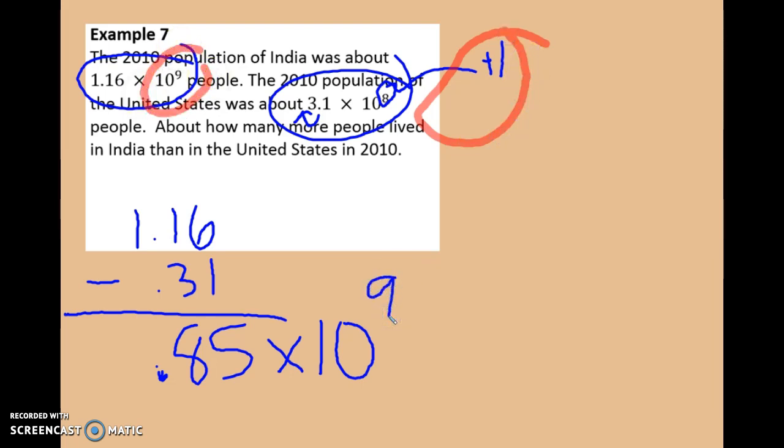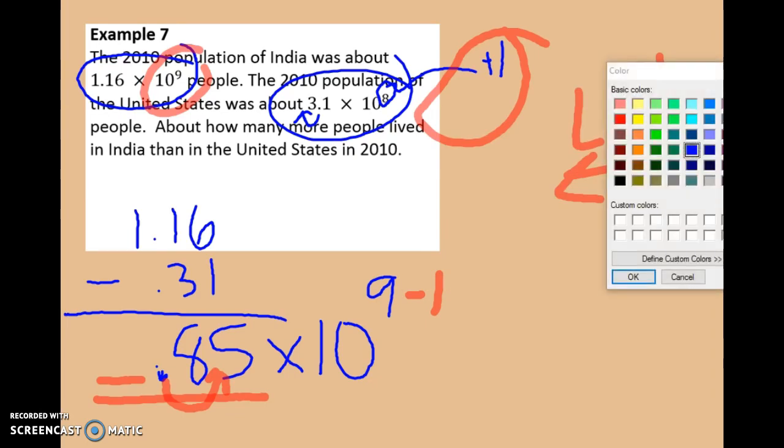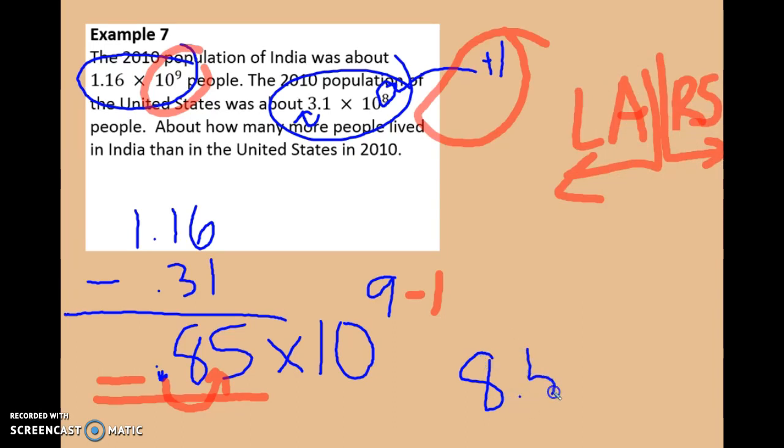Well, when you look at this, there's something wrong with it, and it's not in scientific notation. The reason it's not in scientific notation is because of that number, 0.85. We know that in scientific notation, you have to have at least 1 digit to the left of the decimal. And because I don't have 1 digit, I have to move this decimal 1 spot to the right. And if I remember LARS, left you add, right you subtract. We moved it to the right, so we also have to subtract 1 from our exponent. And when we do that, we have a new answer, which is now 8.5 times 10 to the 8th power.